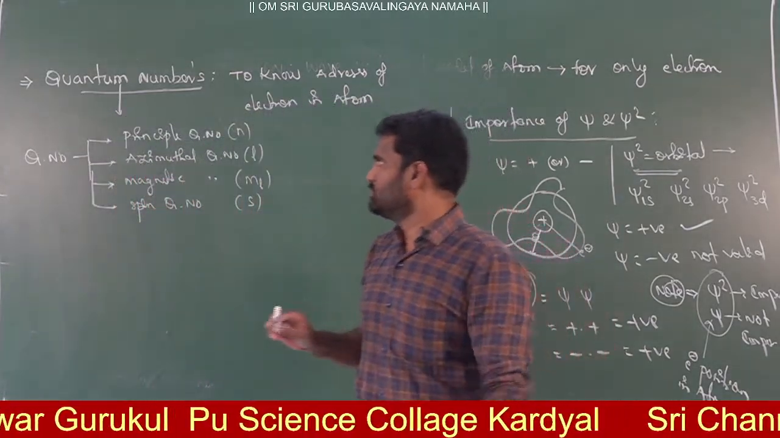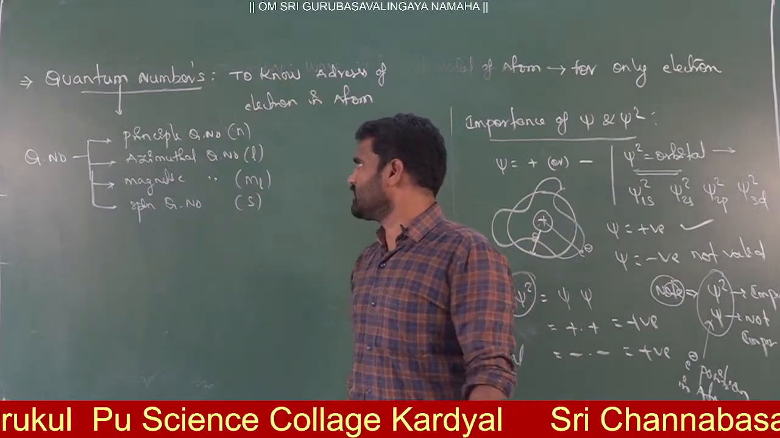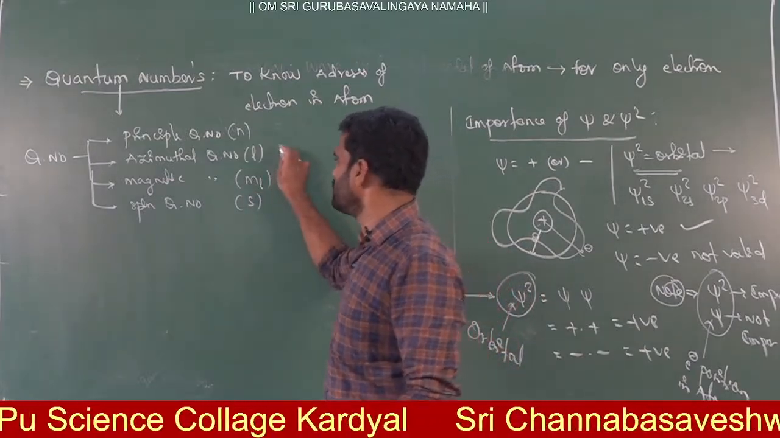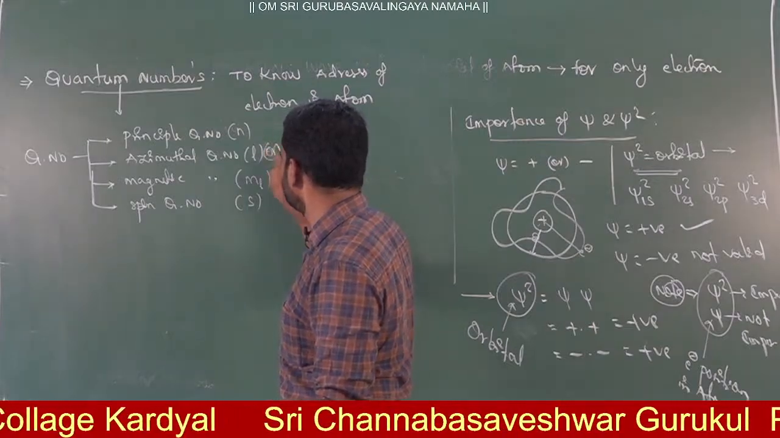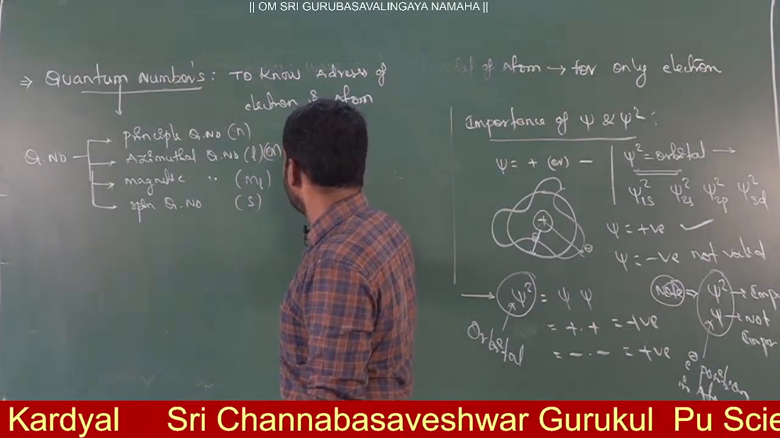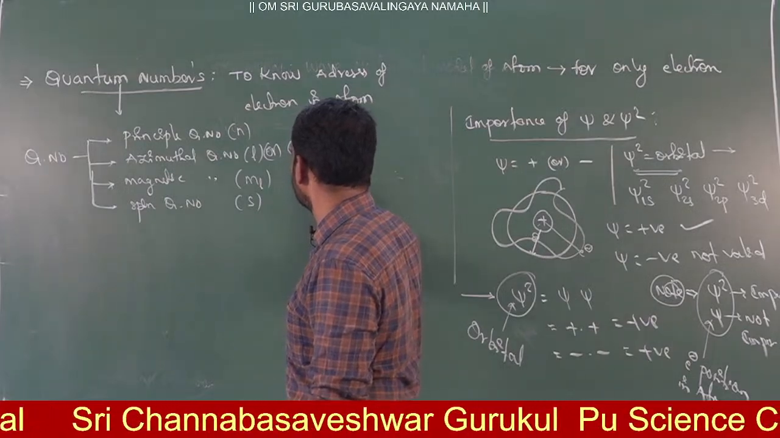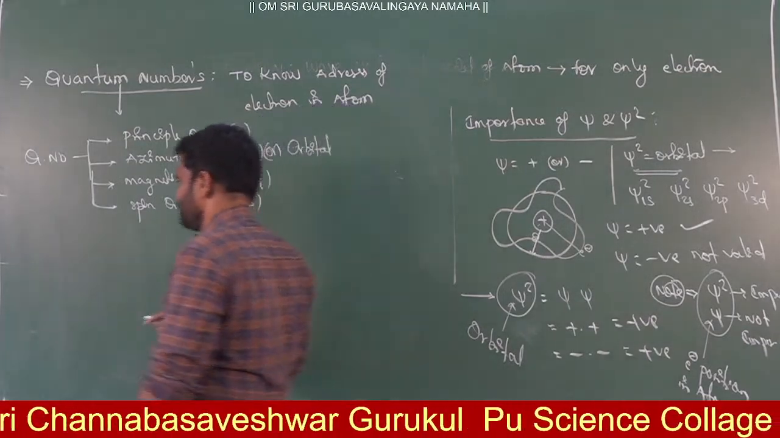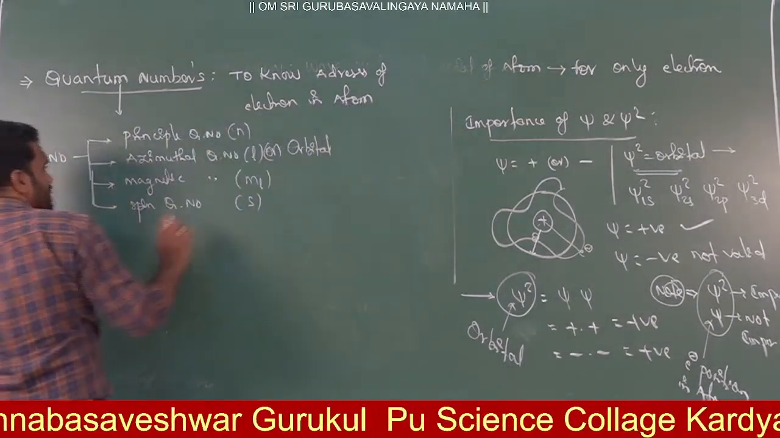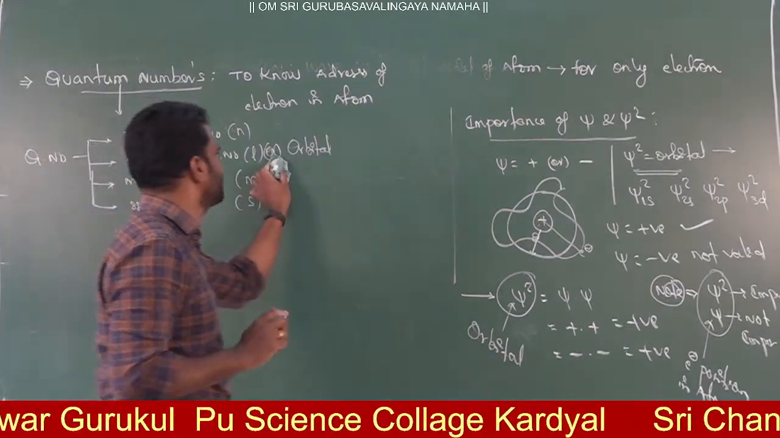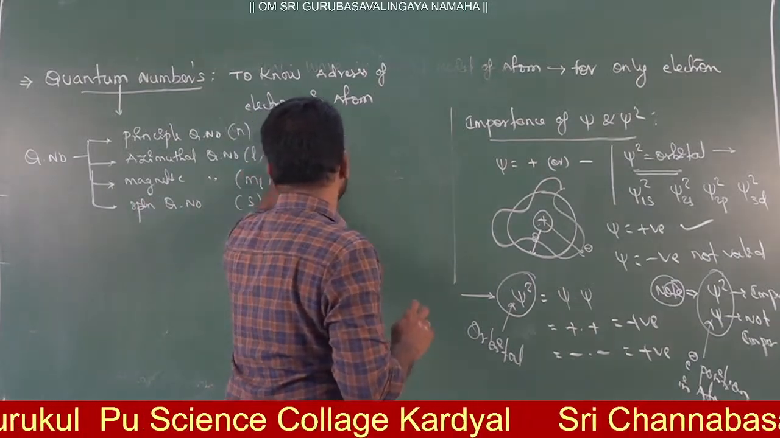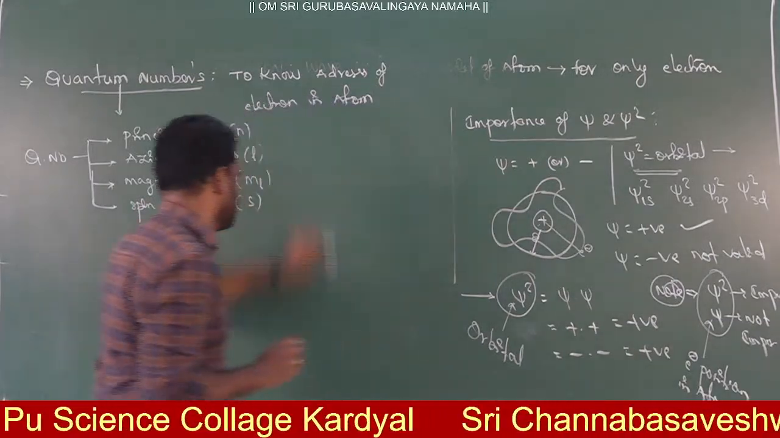Quantum numbers. So principal quantum number, azimuthal quantum number, or you can call it the orbital quantum number. Another name is the orbital quantum number. Later we'll discuss. Okay, right. Just first you write down.